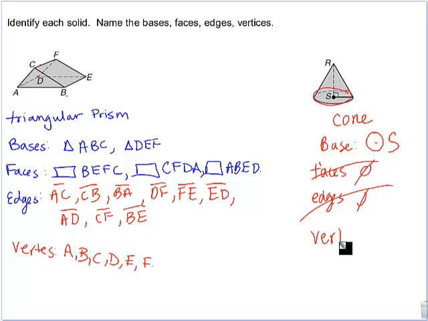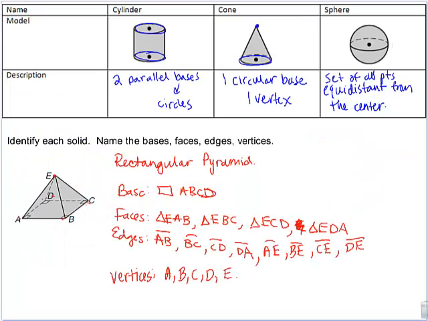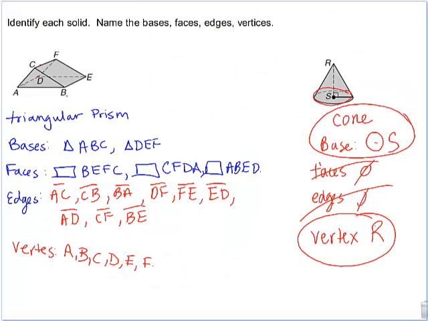So we just have a vertex. The vertex is point R. So for a cone, we only have our base and our vertex, which should make sense because that is all we listed down for the definition of a cone: a base and a vertex. It did not have any edges or any faces.